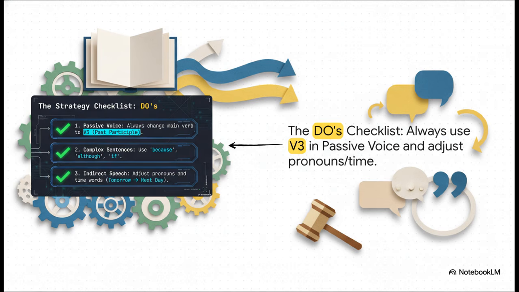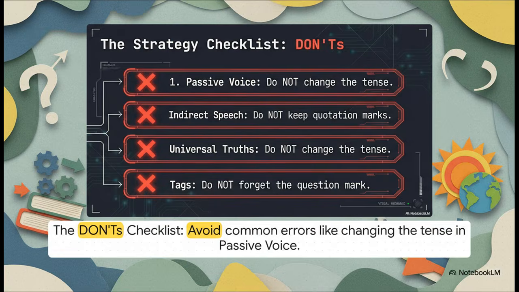These are totally non-negotiable. And just as important, here are your don'ts. Do not change the tense in passive voice. Do not keep the quotation marks in indirect speech. And do not change the tense for universal truths. I mean, the sun still rises in the east, even in reported speech. And please, do not forget the question mark at the end of a question tag. These are the little mistakes that cost people marks.